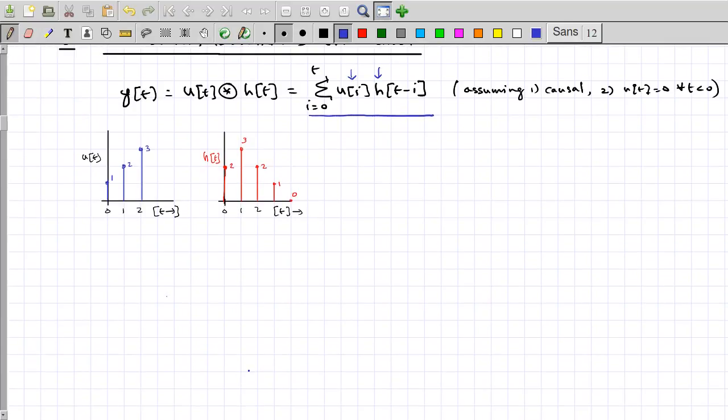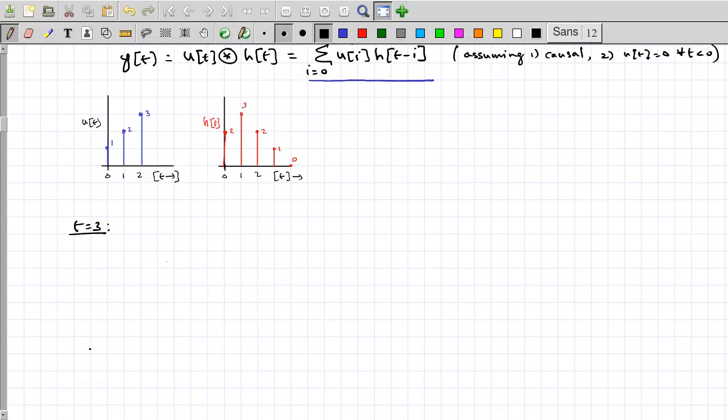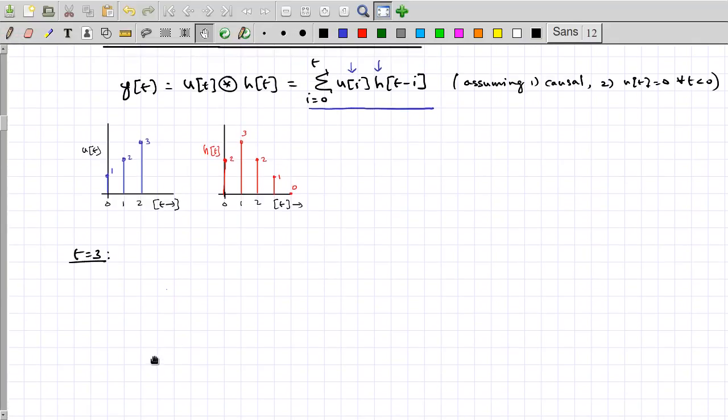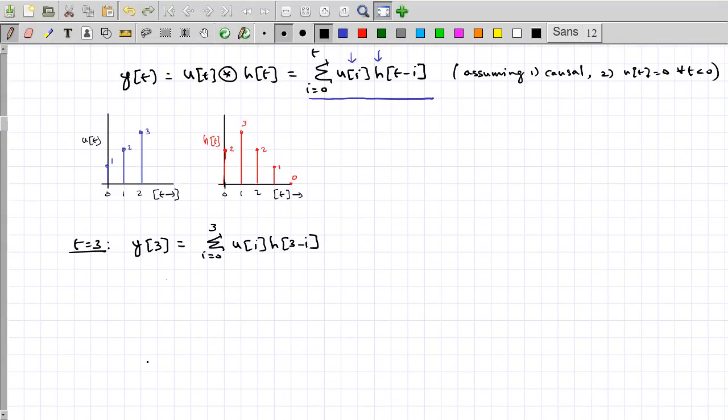I'll start with y3, just for fun, with t equals 3, then we'll do the others. So y3 equals what? Sigma i equals 0 to 3 of u i h of 3 minus i. That's what it's going to be. So u i is simple enough. If I just replace t by i over here, that's u i. So let me just do that.